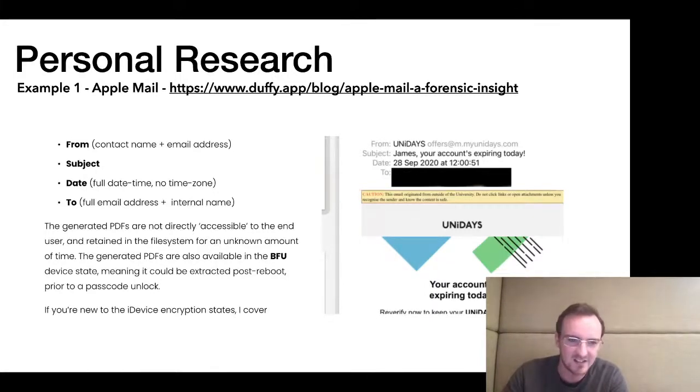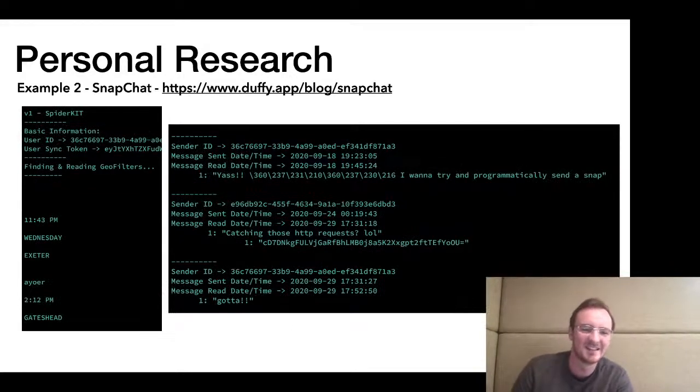So these can be extracted. All of these PDFs contain the from, subject, date, and to, including the email address too, and a precise timestamp. We can extract the entire email body, all of the images, all of that sort of stuff. And we can extract all of that without a passcode and post reboot. So not great.